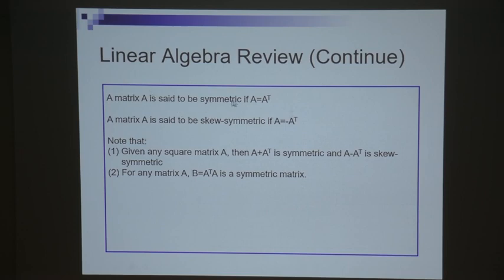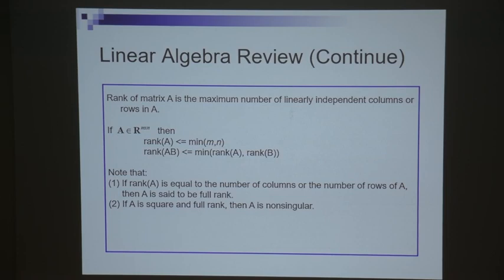A matrix A is said to be symmetric if A is equal to A transpose. A matrix A is said to be skew-symmetric if A is equal to minus A transpose. For any matrix A, B equal to A transpose A is a symmetric matrix. Besides that, you need to know the rank. The rank of matrix A is the maximum number of linearly independent columns or rows in A. So these are the definitions. Please go back and read.